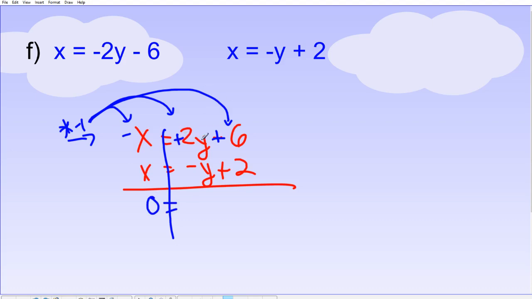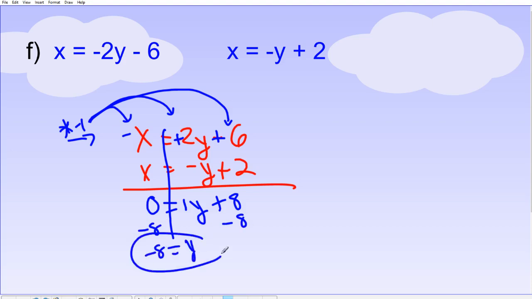Here, 2y minus y is 1y. You can put the 1 if you want to. 6 plus 2 is 8. It looks different than we've looked at before, but it's no harder. I mean, it's one extra step. Subtract 8 on both sides. 1y is equal to -8. We still were able to solve this little dinky equation pretty easily. It was a little bit different, but it wasn't hard.